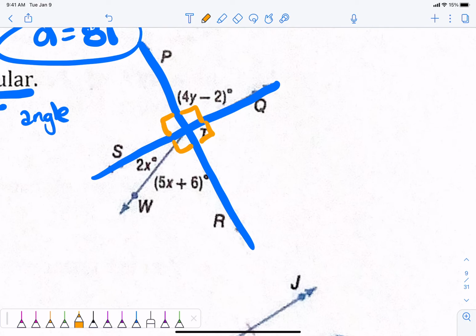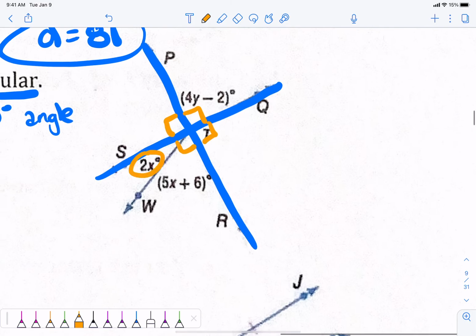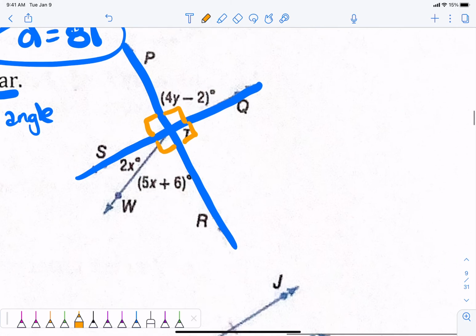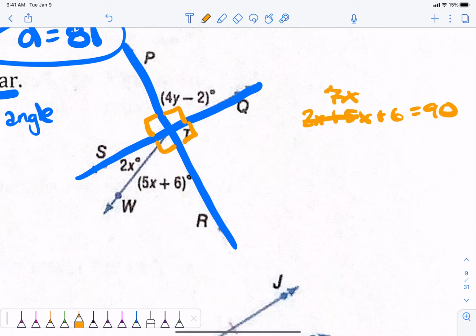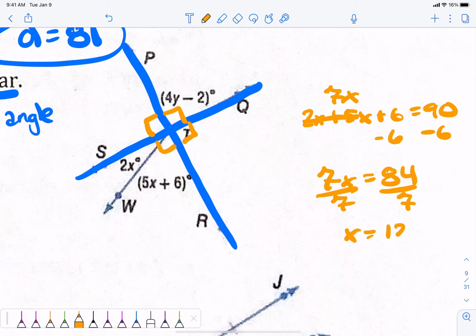Okay, so we want to solve for x and y. I have 2x here, and I have 5x plus 6 here, and then I have 4y minus 2 here. Let's figure out a strategy. These two angles together add up to make 90, right? So 2x plus 5x plus 6 equals 90, which is 7x plus 6 equals 90. Let's minus the 6 over. 7x equals 84. Divide by 7, x is 12.